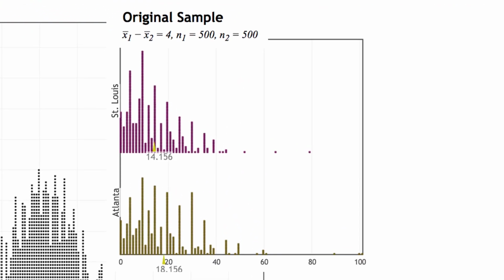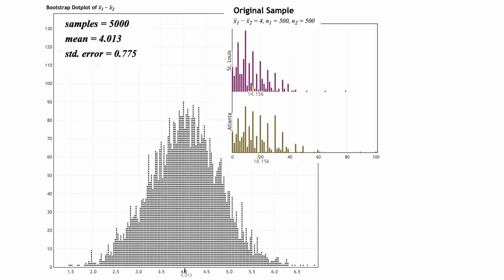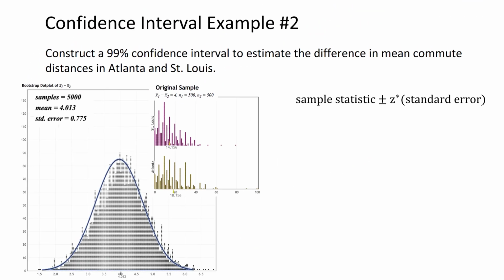On the original sample, we can see that the mean commute distance in St. Louis was 14.156 miles, and the mean distance in Atlanta was 18.156 miles. The difference in these sample means was 4 miles, with Atlanta having the larger commute distance. We also have the sampling distribution that was made in StatKey. This sampling distribution is approximately normal, so we can use the standard normal distribution method to construct this confidence interval.